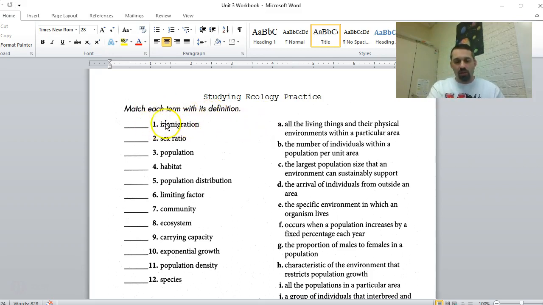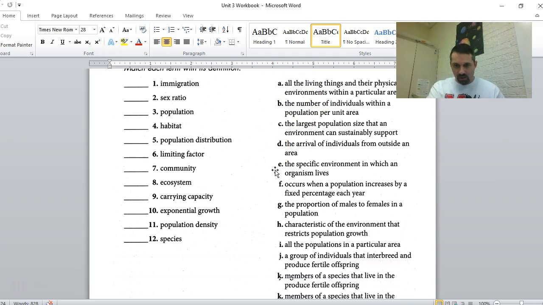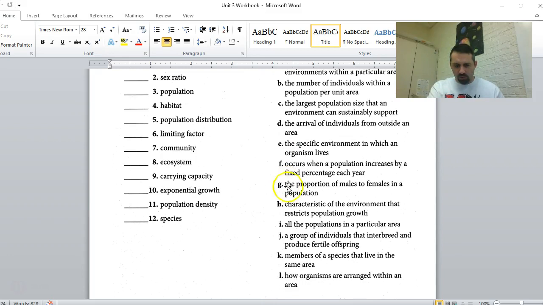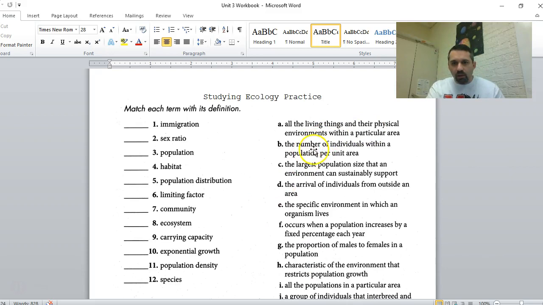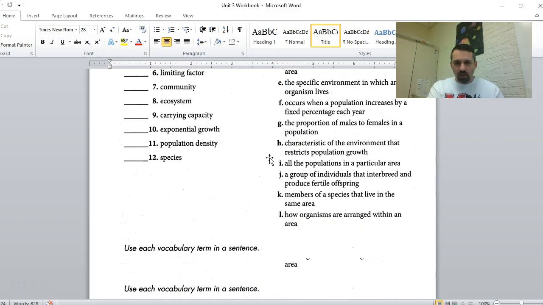So match up immigration to its definition. So we said the definition of immigration was what? Organisms going in or going out? Going in. That's right. So which one of these fits it? All right. Let's see here. All the living population. The arrival of individuals from outside an area. That sounds like it fits, right? That's individuals coming in. So yeah, number 1 would be D. Absolutely.